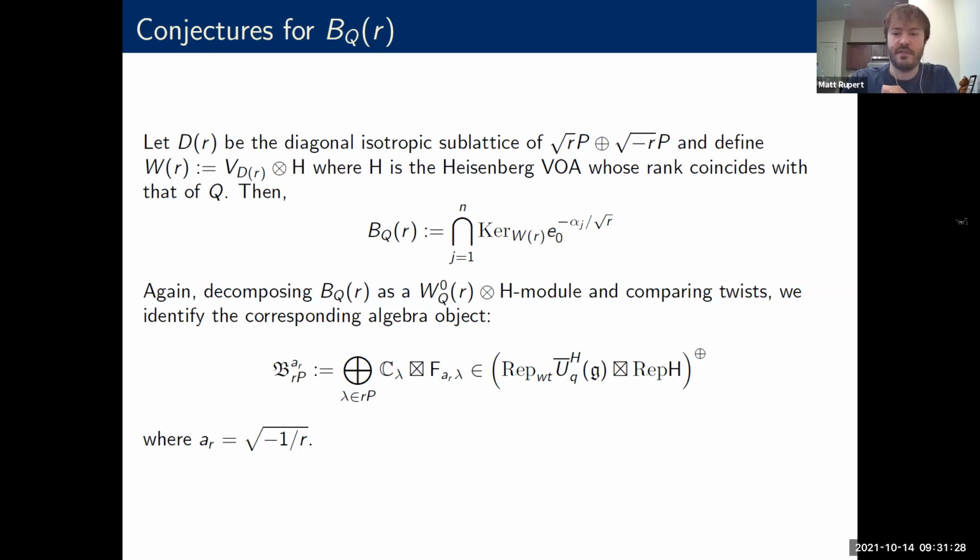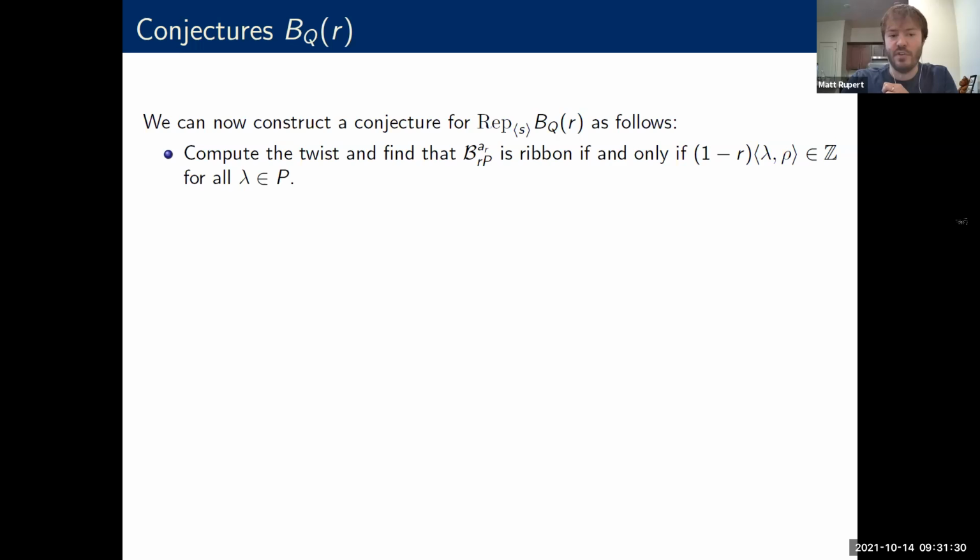So now we perform the same analysis we did for the triplet. And if you do, you find that this category is ribbon if and only if some condition holds. So then we need to check when this condition holds. It doesn't always hold. So this is for all lambda in the weight lattice. Well, the Weyl vector is in half the root lattice, so you know that this holds if the Weyl vector happens to be in the root lattice or if r is odd.